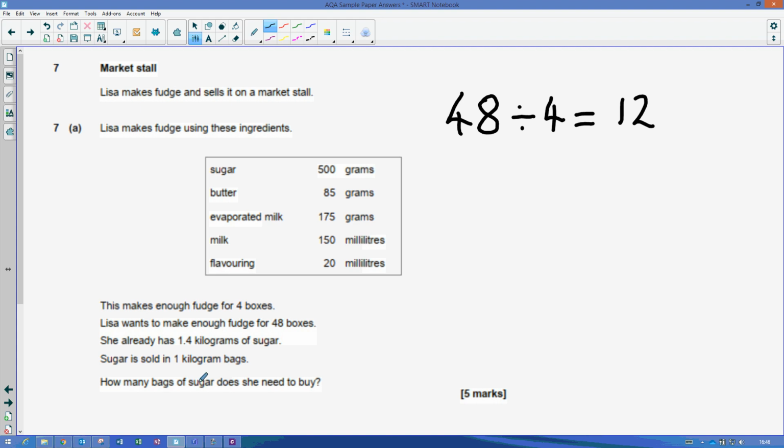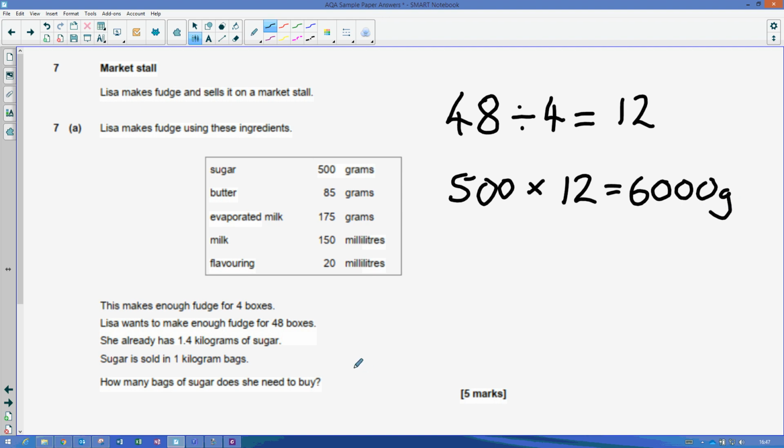But we still only care about sugar, so we're going to ignore all of these and just focus on the sugar. 4 boxes needs 500 grams of sugar. We're going to need 12 times as much. 5 times 12 is 60. We're timesing by 500, so we've got to put 2 zeros on the end. So we know that for 48 boxes, she needs 6,000 grams of sugar.